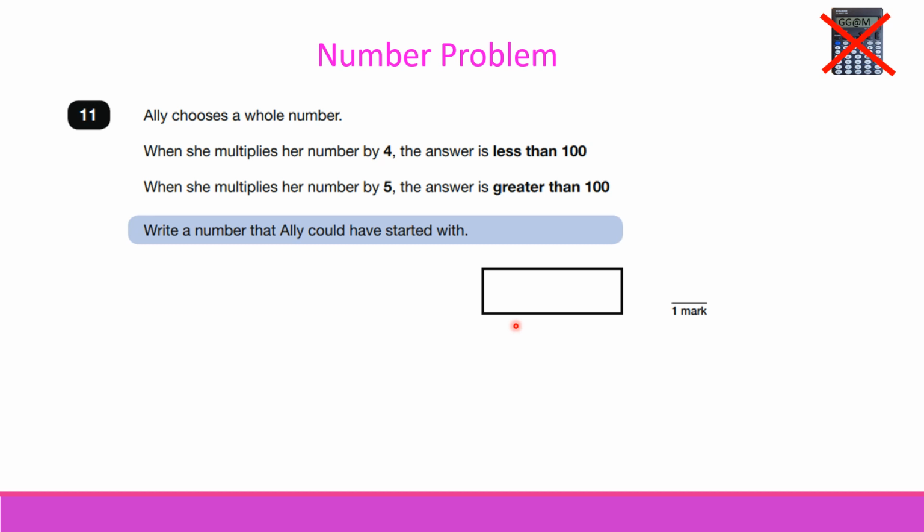Now the keywords in the question are that we've got a whole number. You're told that it's multiplied by 4, the answer is less than 100. When the same number is multiplied by 5, the answer is greater than 100. And you've got to write down a number that could have been chosen to start with. So you've got to find one number.